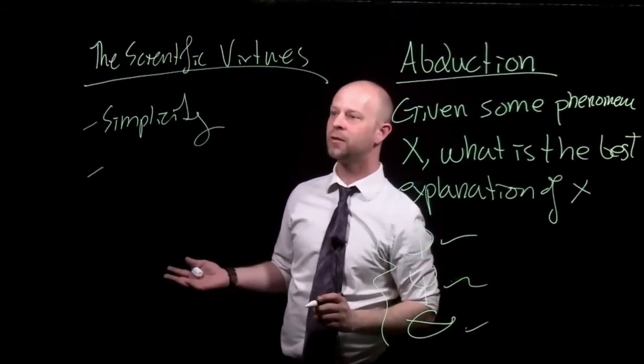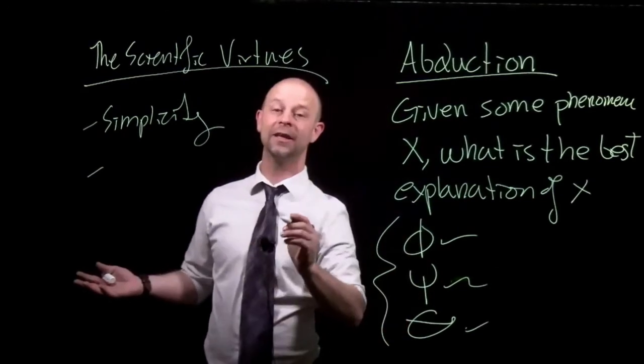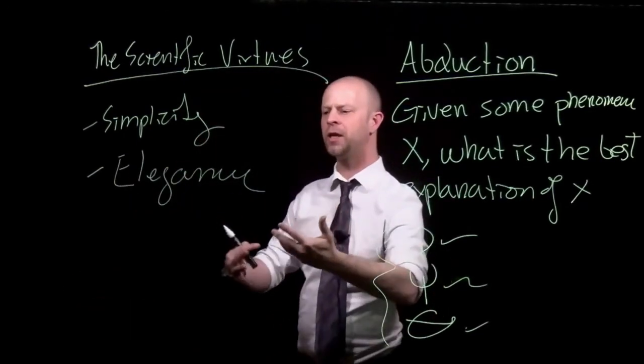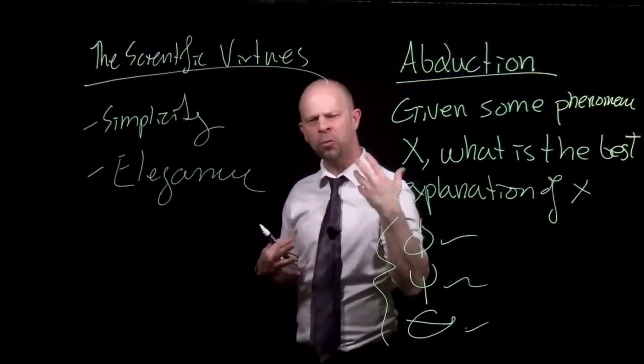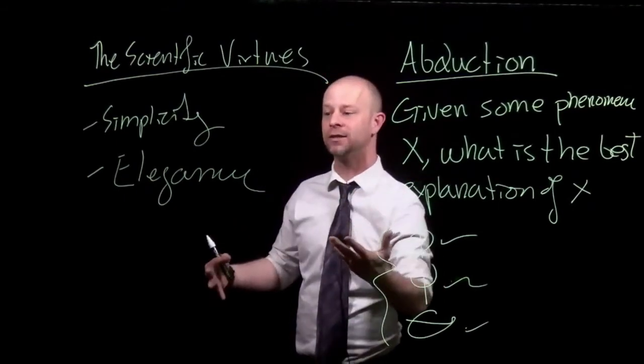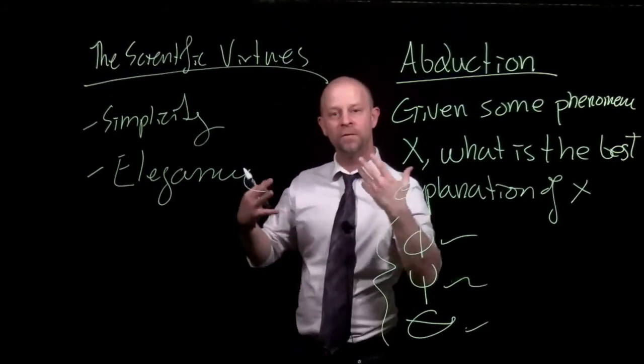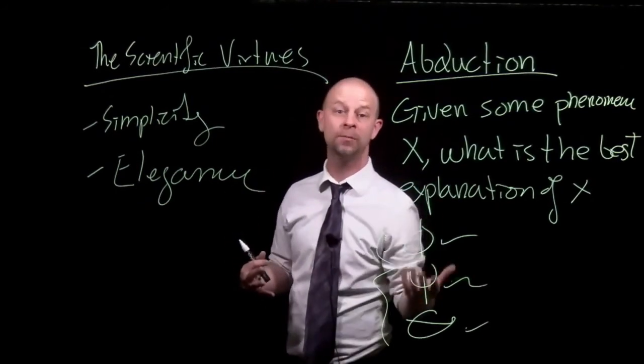Another way of thinking about the scientific virtues would be elegance. Elegance is sort of what's intuitively most appealing. You don't have to rack your brain. It just seems to make sense. That's very similar to simplicity, but just in terms of what fits our intuitions perhaps better than some other theory.